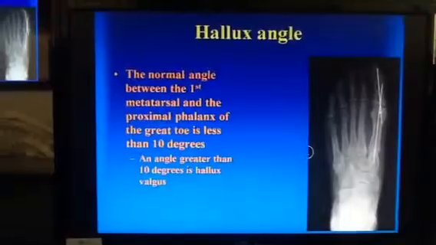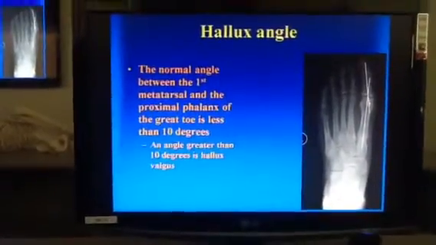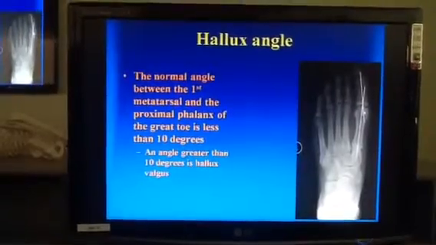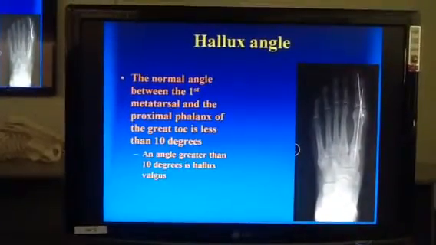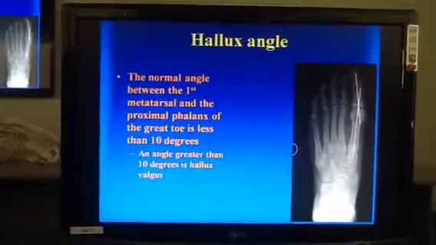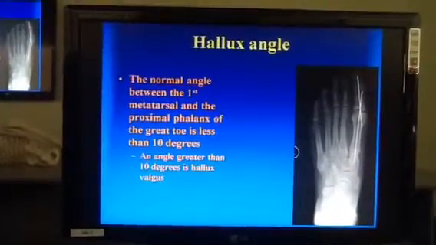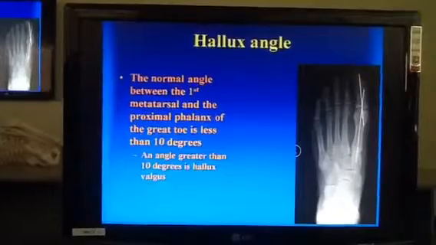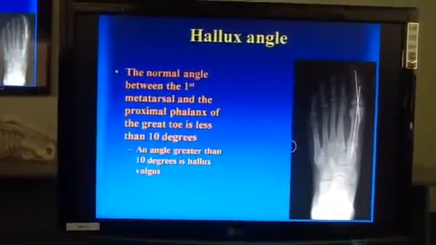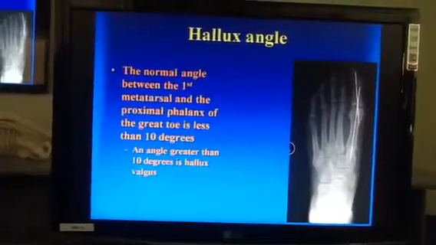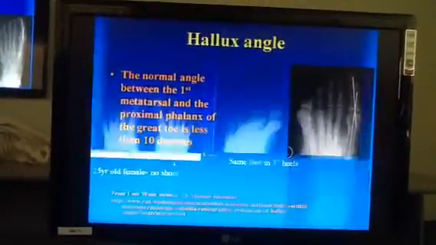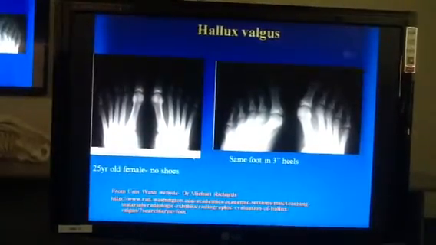Okay, this one I want you to know, that anything, it says 10 degrees, right? Less than 10 degrees, but we know for a fact that if it's 12 degrees, it's being productive clinically, 9 times out of 10. So an angle greater than 10, and when you get up to 12, then they probably have clinical presentation. So hallux valgus, meaning away from the midline.